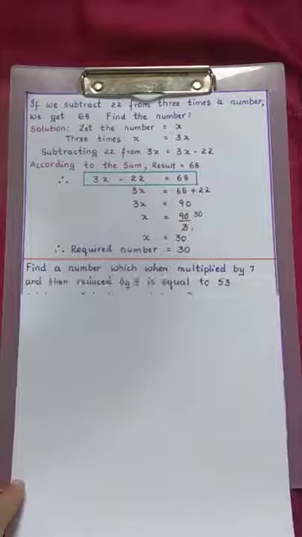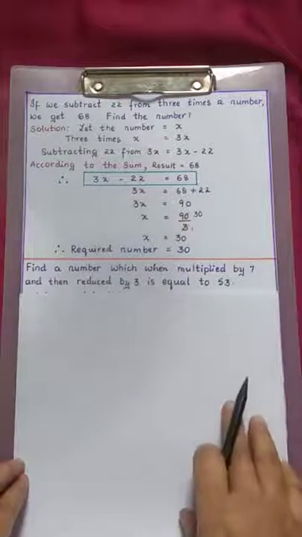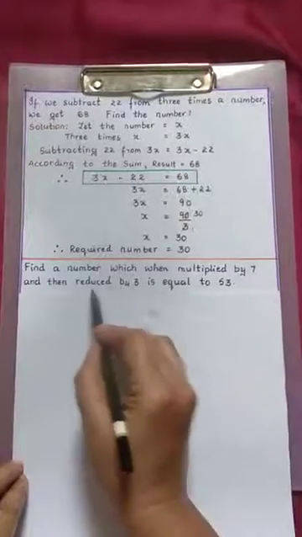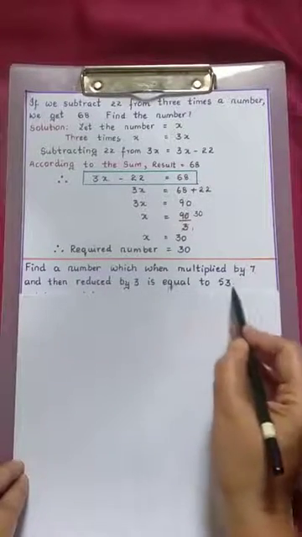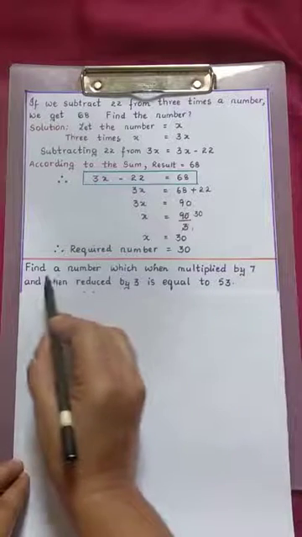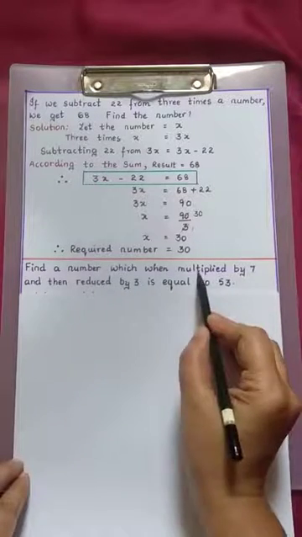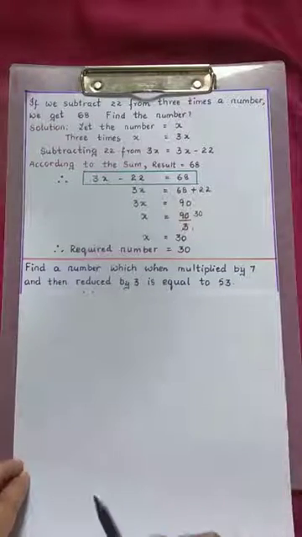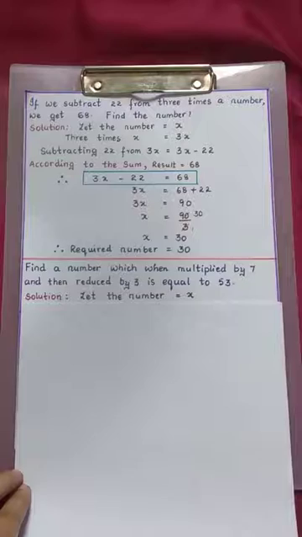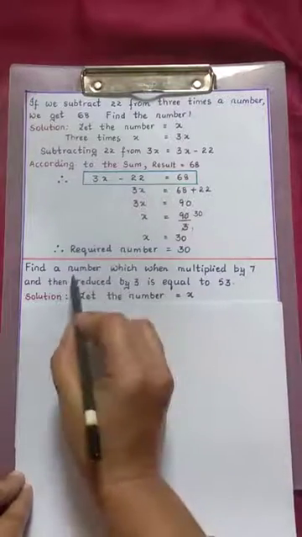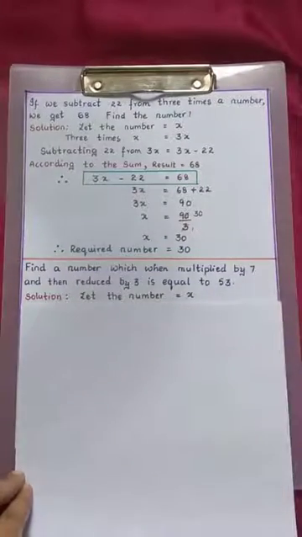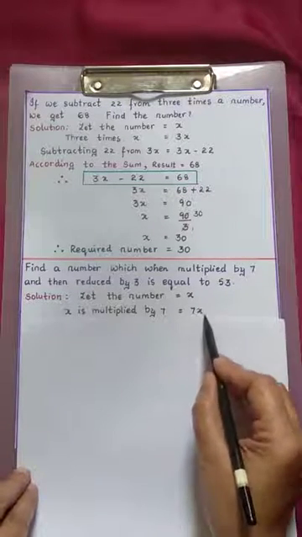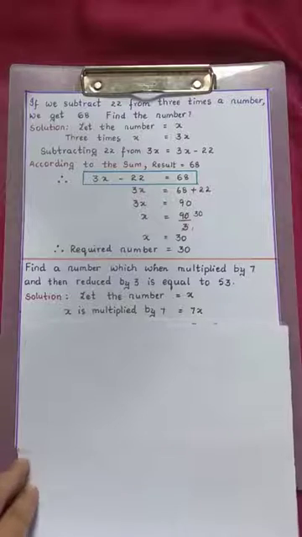Now let us solve another problem here. Find a number which when multiplied by 7 and then reduced by 3 is equal to 53. Again, find a number which when multiplied by 7 and then reduced by 3, which is equal to 53. Again, let us take the number as x. When a number is multiplied by 7 means, if x is multiplied by 7 means, it can be written as 7x. 7 into x, 7x.